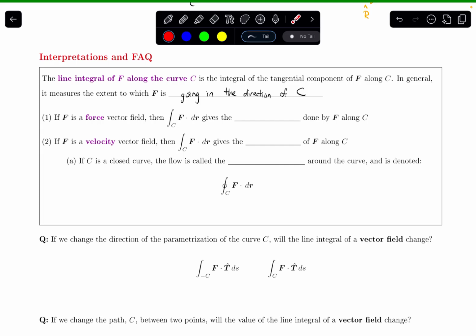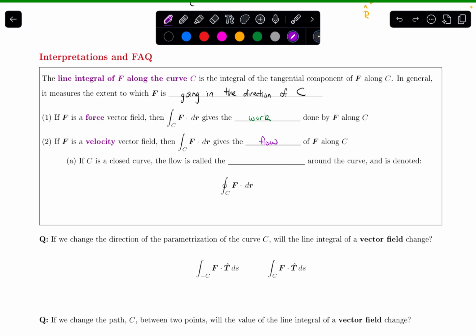Okay, so some terminology. We've mostly been looking at the case where my vector field is a force vector field. In that case, this line integral gives us the work done by the force along C. But if my vector field is what's called a velocity vector field, then this line integral of f dot dr, which is just notation for the line integral, gives what's called the flow of f along the curve.